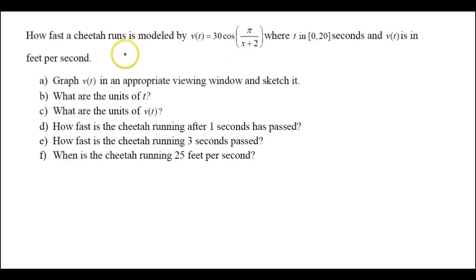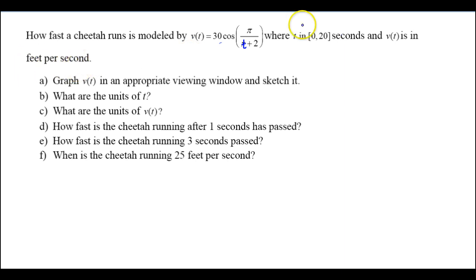Alright, so this last problem is a little bit different. The problem tells us how fast a cheetah runs is modeled by v of t equals 30 cosine pi over t plus 2, where t is in the interval from 0 to 20 seconds, and v of t is in feet per second. So let's read it again. How fast a cheetah runs is modeled by v of t equals 30 cosine pi over t plus 2, where the time frame I care about is only when t is between 0 and 20 seconds, and what I get out, v of t, is in units of feet per second.